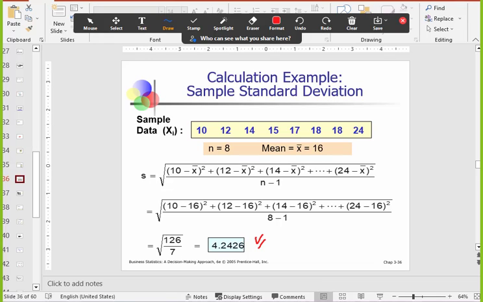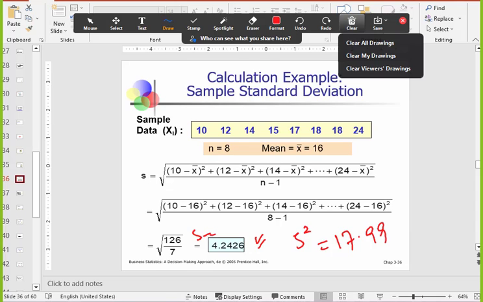So for this example, what will be the variance? It is the value if you don't take the square root. So 4.2426 multiplied by 4.2426 will become 17.99. So s square will be 17.99 and s will be equal to 4.24. This way we calculate the sample standard deviation and sample variance.